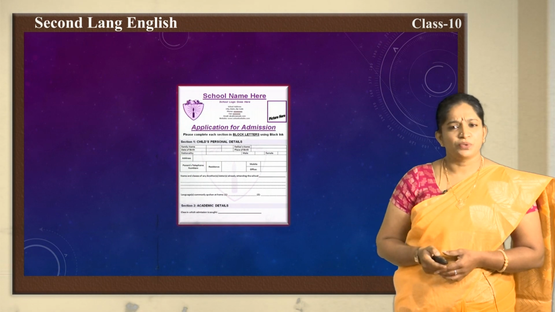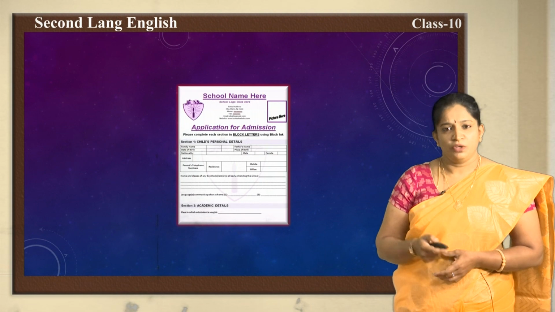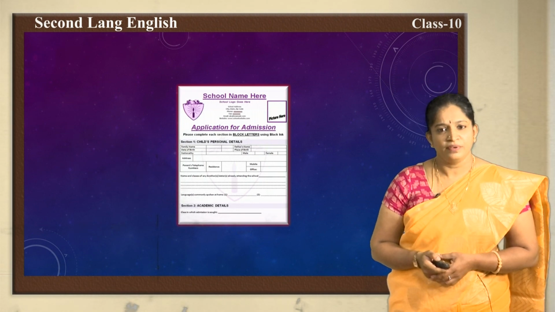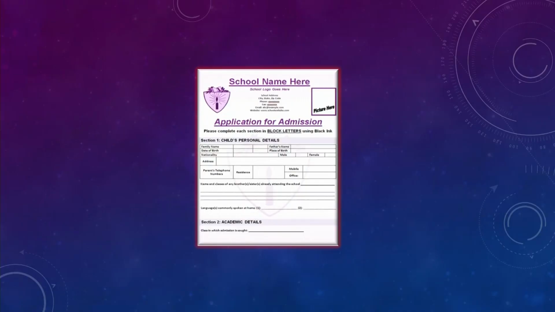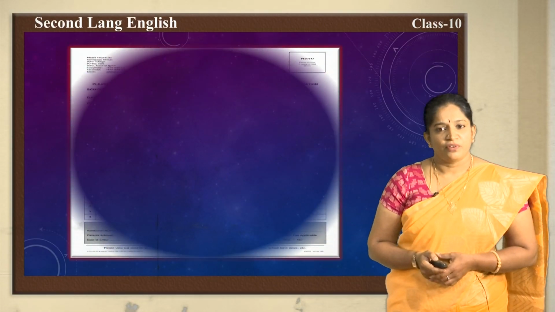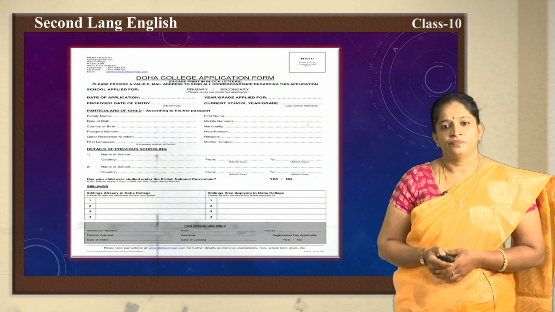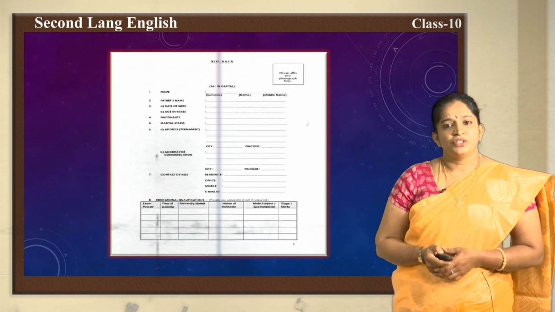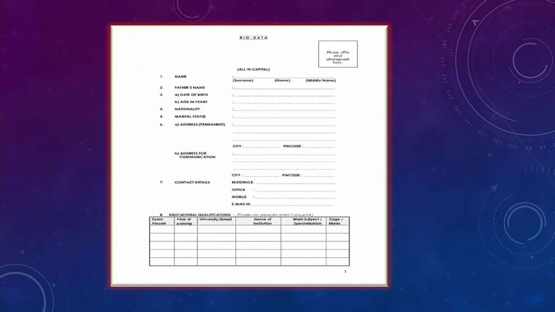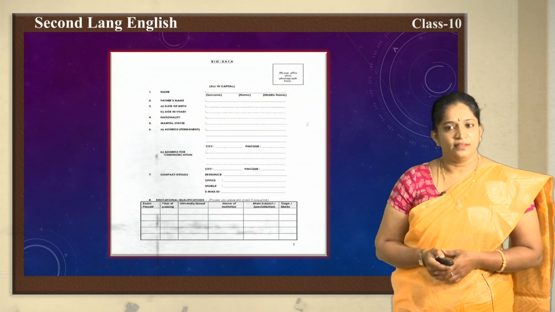Now, as a student, you need to get admission for a school. Then, when you go to school for your admission, you need to fill the application form. And also, when you complete your 10th standard education, you need to get admission for a college. There, if you want to join a college, you should also fill the application form. As soon as you finish your education, if you want to search for a job, then you need to prepare your bio data. Then also you should fill the form.